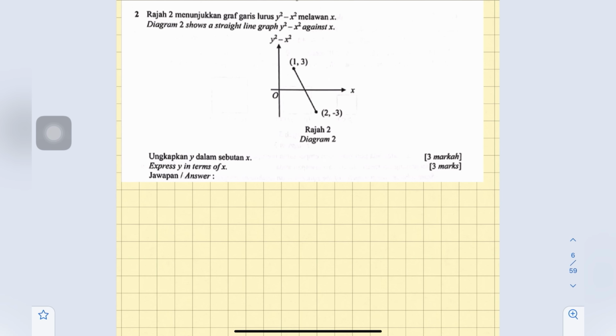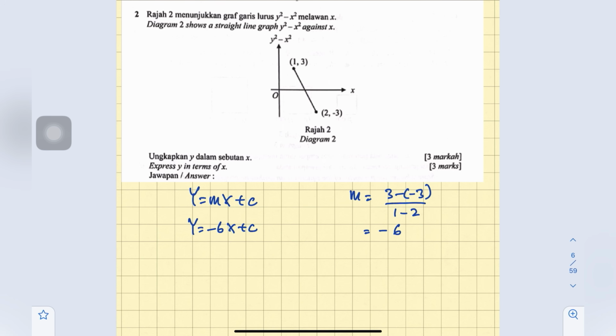Number 2, diagram 2 shows a straight line graph y squared minus x squared against x. Express y in terms of x. Okay, from the given diagram, we can see there is a straight line. So we need to find the equation of straight line first. So since the y-axis is y squared minus x squared, so kita guna big Y equals to m big X plus C. Try to find the gradient. Okay, so we have y2 minus y1, so 3 minus negative 3 over 1 minus 2. Okay, this one negative 6. Okay, so kita dah dapat gradient, so big Y equals to negative 6x plus C.